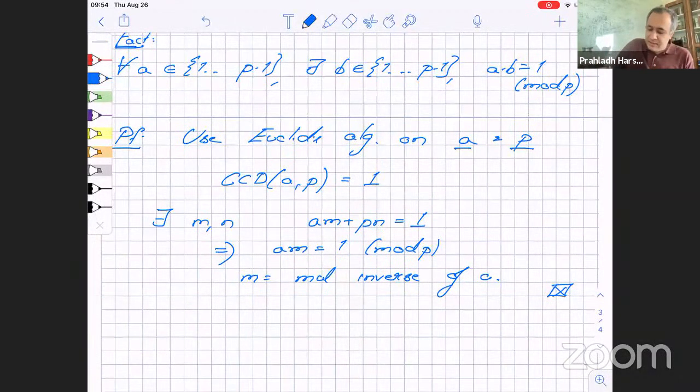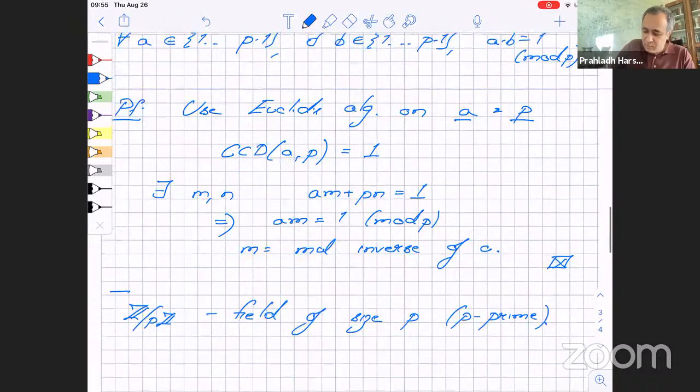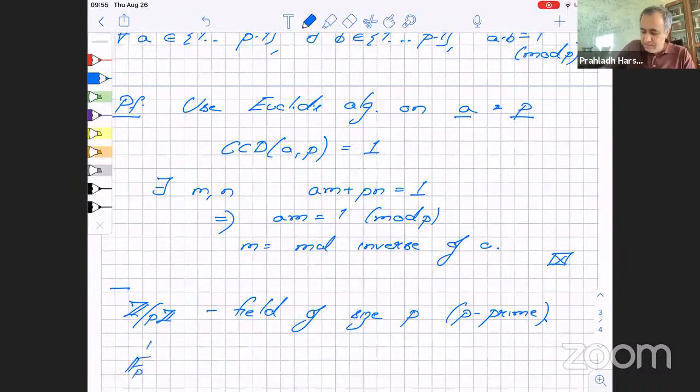So this tells us that this set Z/pZ is actually a field. And it's a finite field. It's a field of size p, where p is a prime number. In fact, what we've shown is that for every prime number p, the corresponding Z/pZ is a field of size p. This is sometimes denoted F_p. Math people might not like this, but it's quite common in CS literature to call this F_p. Of course, I think the more appropriate notation is GF(p).